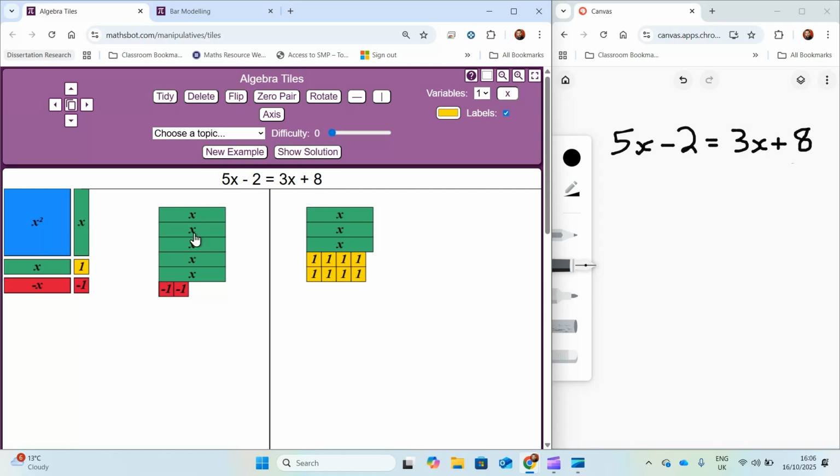The idea is the value of the tiles on this side has to be equal to the value of the tiles on that side. And how can we use the tiles to make clear what the value of x is? And basically, this is going to mirror the process that many people would follow in the abstract. We're just using the tiles to show what's happening when we do this in the abstract.